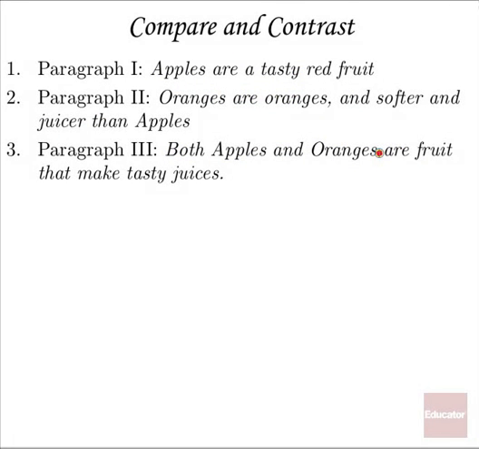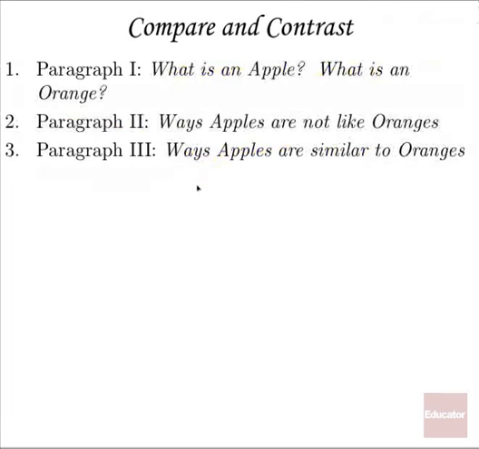Here's an example. Apples are a tasty red fruit. Oranges are softer and juicier than apples. Both apples and oranges are fruit that makes tasty juices. So, here we go. I could also organize apples and oranges this way. What is an apple? What is an orange? Ways that apples are not like oranges, and ways that apples are similar to oranges. That's another organization strategy.